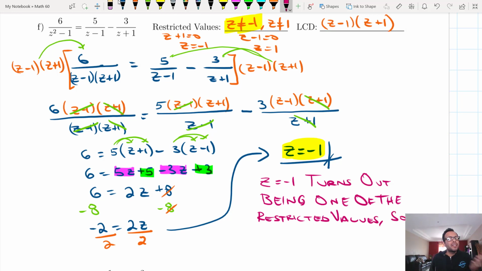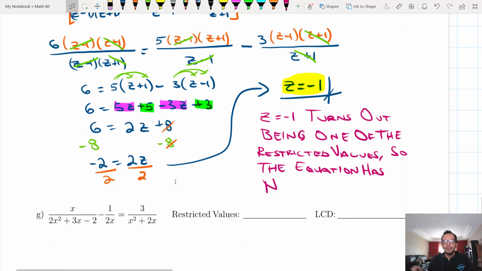So we cannot take this as an actual solution, right? So in this case, the equation has no solution. No solution for this equation, right?